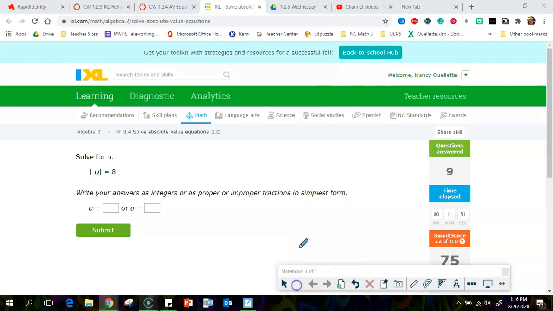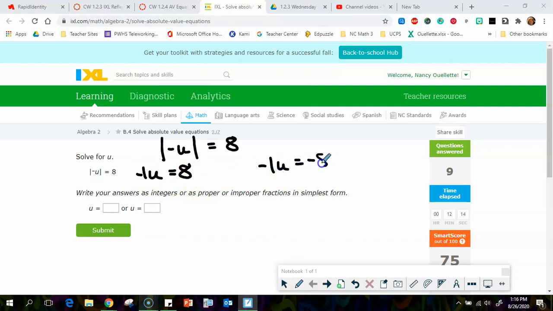Okay, this one's interesting. So I have the absolute value of negative u equals 8. So it's isolated, but I'm going to write it exactly like it looks in here. So the opposite of u, in other words, negative 1u equals 8. And then negative 1u equals negative 8. So just divide by negative 1 on both sides. And that's going to be u equals negative 8. Divide by negative 1. That is u equals positive 8. So negative 8 and positive 8.